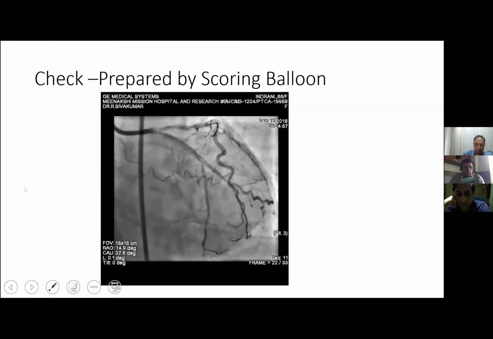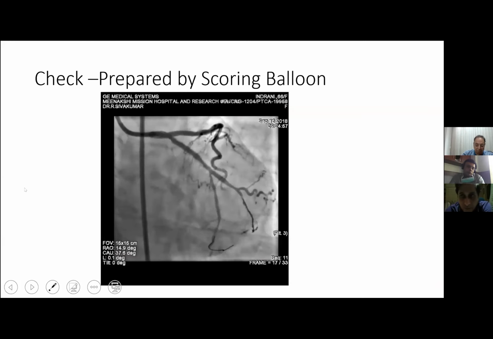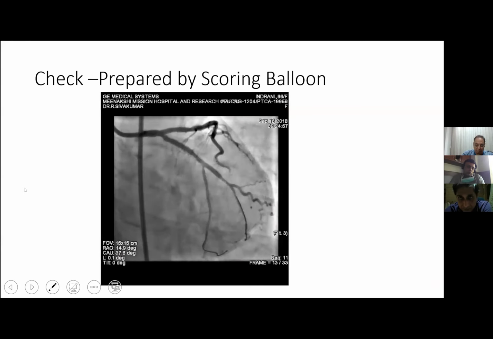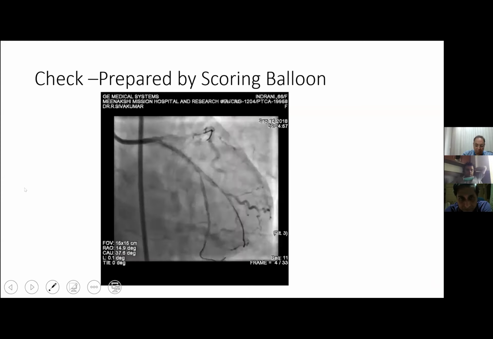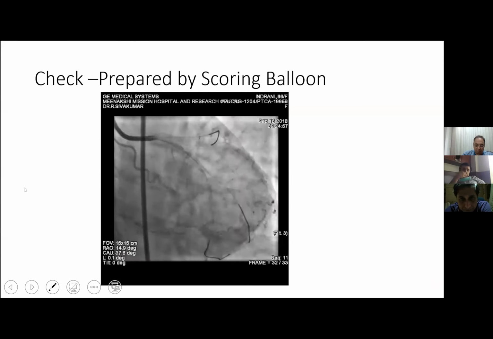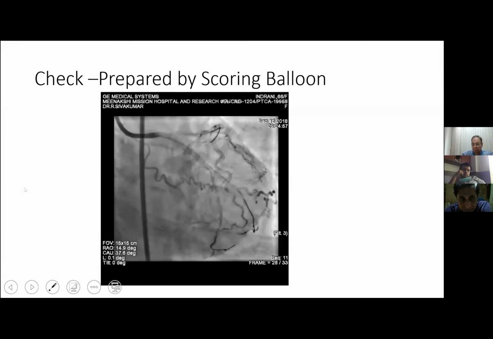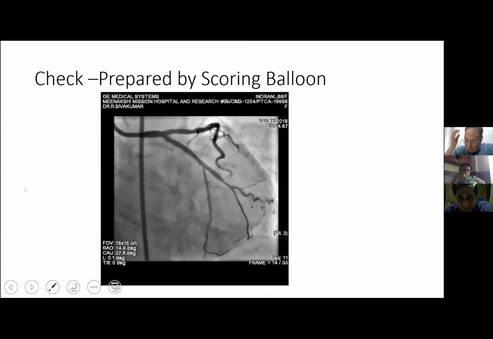Again, we did a preparation with a scoring balloon, because if it's homogeneous, we take a cutting balloon, since homogeneous is like a thick fibrous block, whereas in a layered one, away from the probe, there is a loose material. The patient was also presenting with an ACS kind of picture. So we thought, being a softer tissue, we will do a gentle preparation.